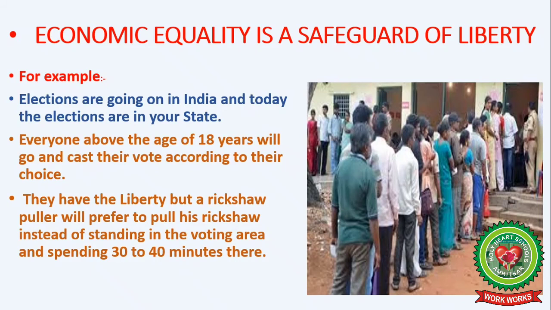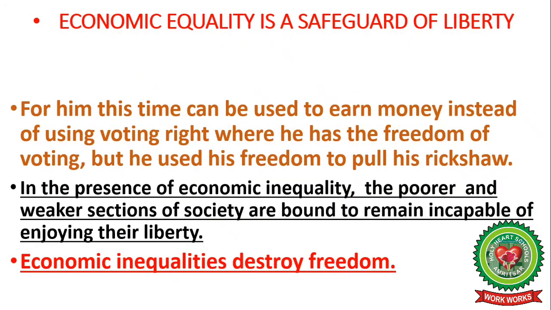They have the liberty, but the rickshaw puller will prefer to pull his rickshaw instead of standing in the voting area and spending 30 to 40 minutes there. Now, the rickshaw puller has liberty, but he is not using the liberty to cast his vote. He can cast his vote to any party by using the secret ballot system. But instead of using this liberty for casting a vote, he is using the liberty for pulling the rickshaw because he thinks it's better to earn something.